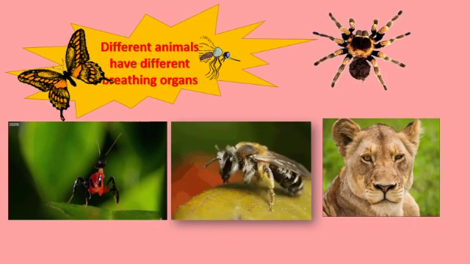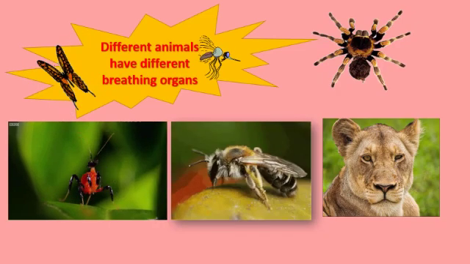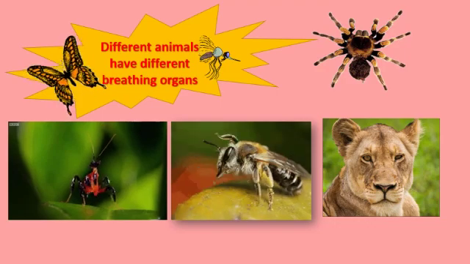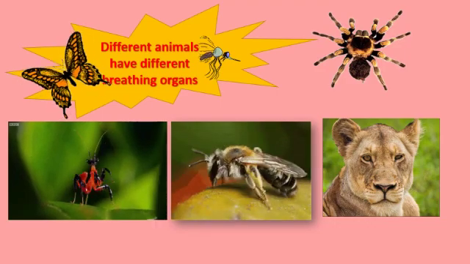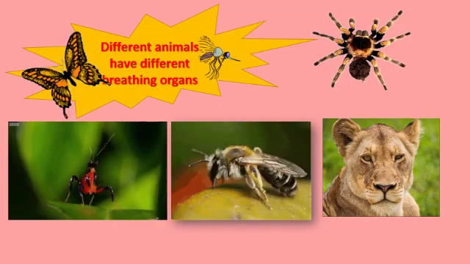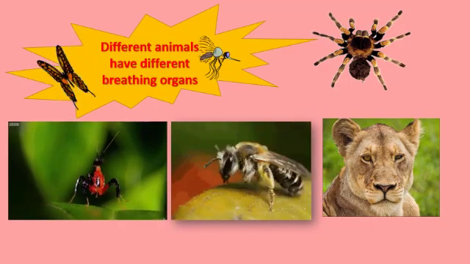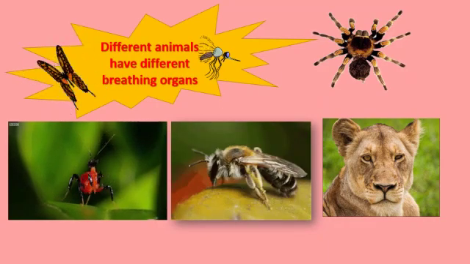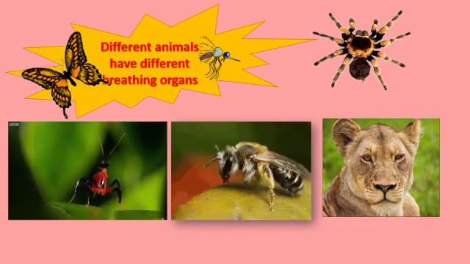Different animals have different breathing organs. As you can see in this slide, a lion has a nose to breathe. All insects like ant, spider, housefly, butterflies, mosquitoes, all insects have air holes on their body for breathing.